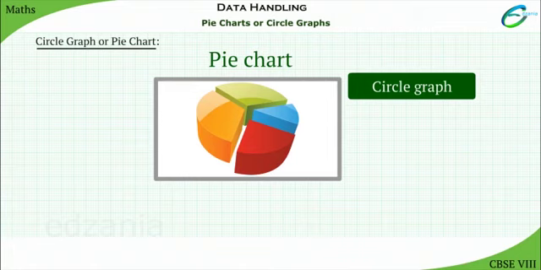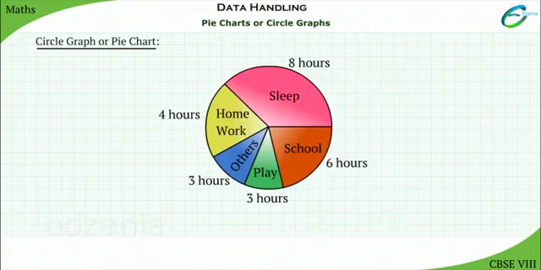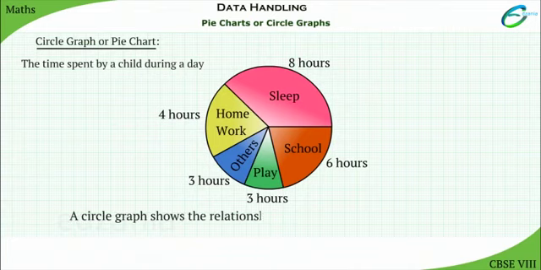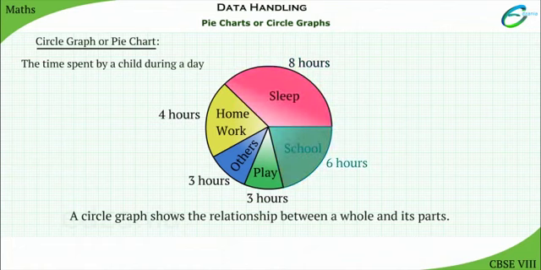Let us take an example now. Here we have a circular representation of data. This graph shows the time spent by a child in a day. This is called a circle graph or pie chart for the given information. A circle graph shows the relationship between a whole and its parts. Here the whole circle is divided into sectors. The size of each sector is proportional to the activity or information it represents.